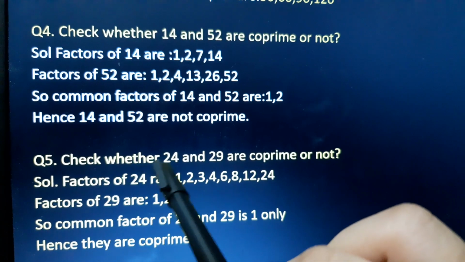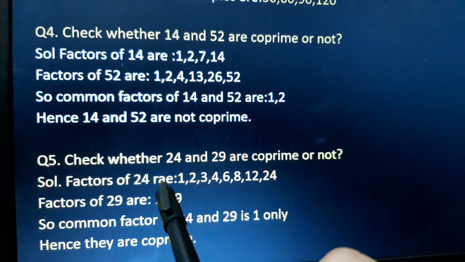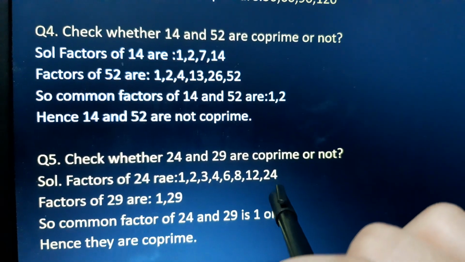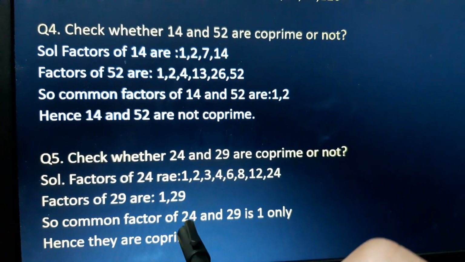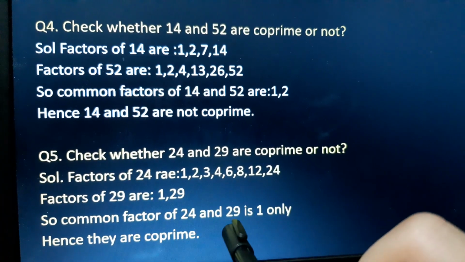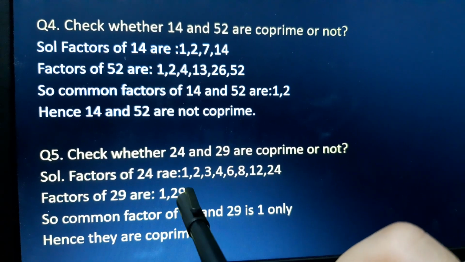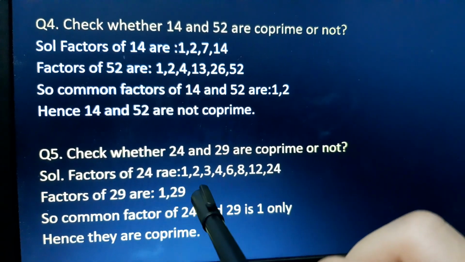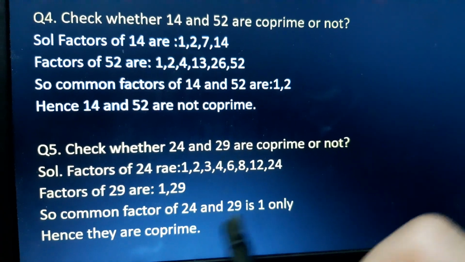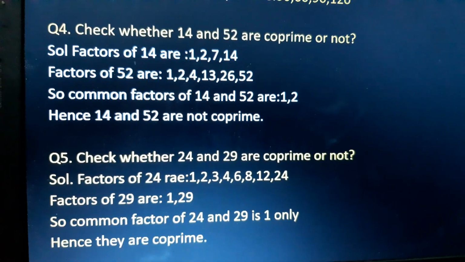Next question is, check whether 24 and 29 are co-prime or not. Now factors of 24 are 1, 2, 3, 4, 6, 8, 12 and 24. Similarly, factors of 29 are 1 and 29. Now let us find the common factors of 24 and 29. 1 is the number which occurs in both of them. Now no other number is there which occurs in both of them. It means they have only 1 as the common factor. So we will say 24 and 29 are co-prime numbers.